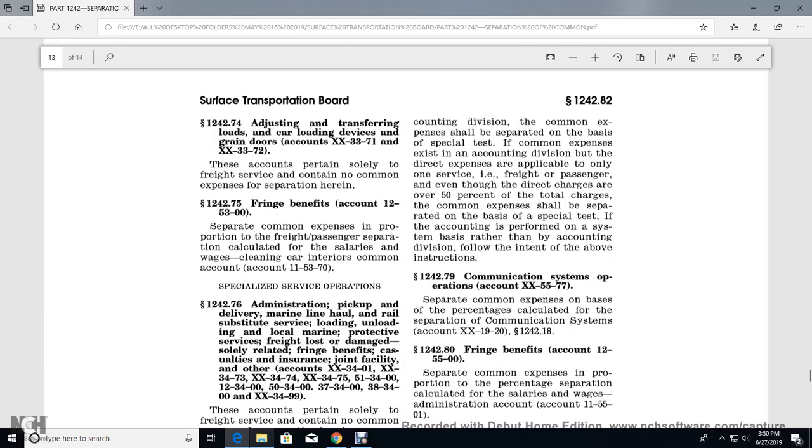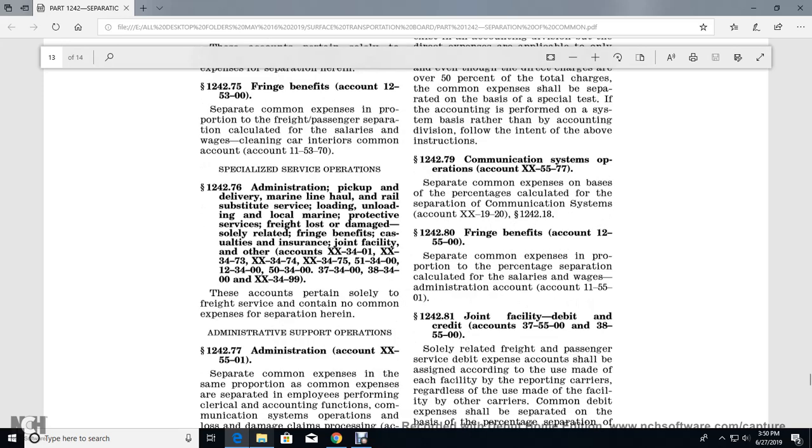1242.75 Fringe benefits, 5353.00: separate common expense for the proportion of freight and passenger separation calculated from salaries and wages, cleaning car interiors, common 5153.70. Specialized service operations, 1242.76: administrative, pickup and delivery, marine line haul of the railroad, substitute for the service of loading and unloading, local marine, protective service of freight, loss and damage, solely related fringe benefits, casualty insurance, joint facility, other, accounts 3401, 3473, 3474, 3475, 3400, 5134.00, 3400.12, 3400.50, 3400.37, 3400.38, XX 3499.